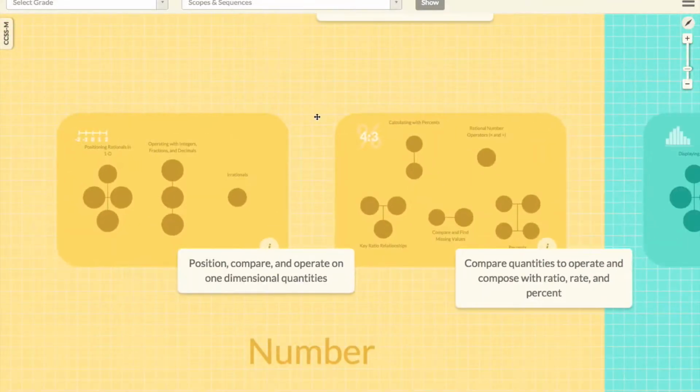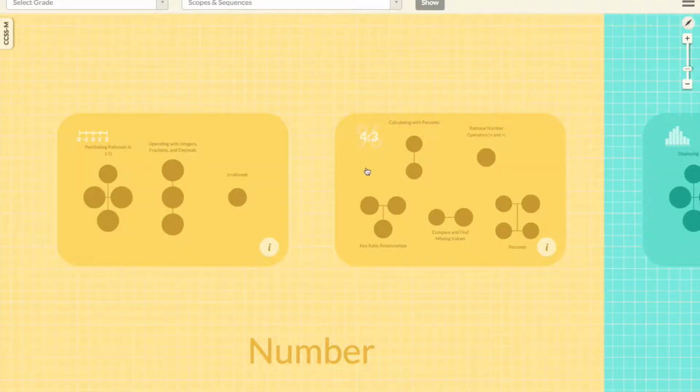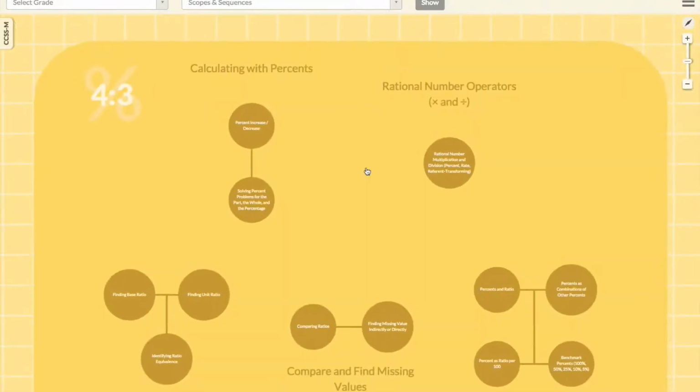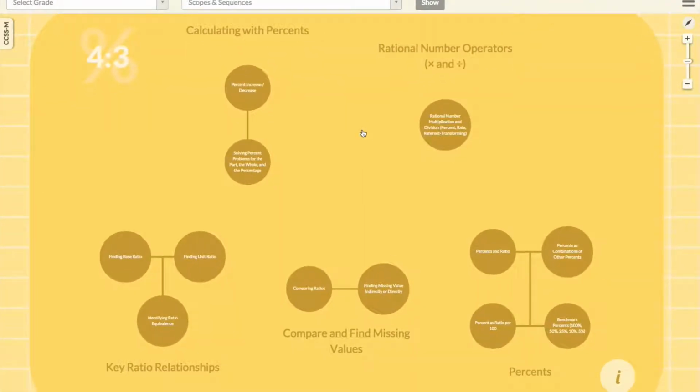For example, within number are 2 big ideas: position, compare, and operate on one-dimensional quantities, and compare quantities to operate and compose with ratio, rate, and percent, or 2-dimensional numbers. Let's look more closely at the region on ratio, rate, and percent, where we see 5 relational learning clusters. Each of the clusters is composed of closely related constructs that mutually reinforce each other.